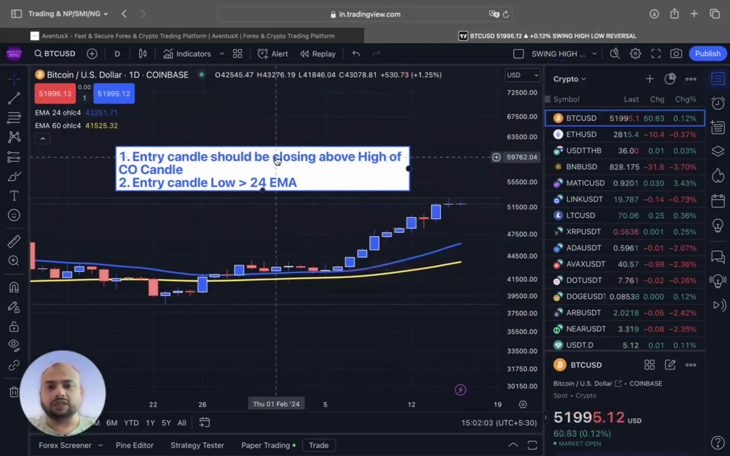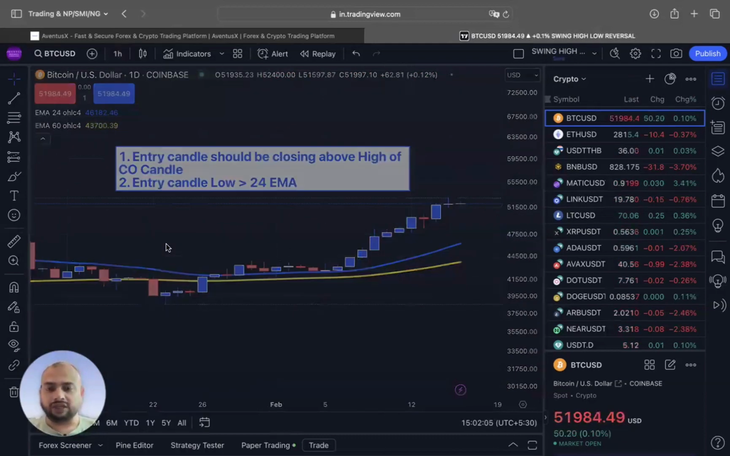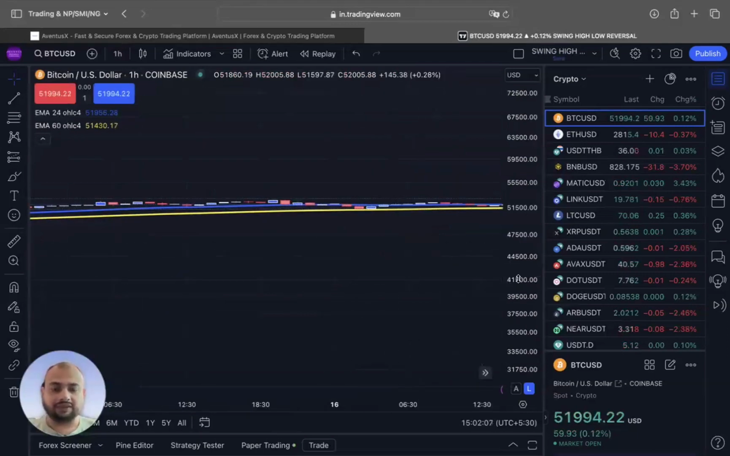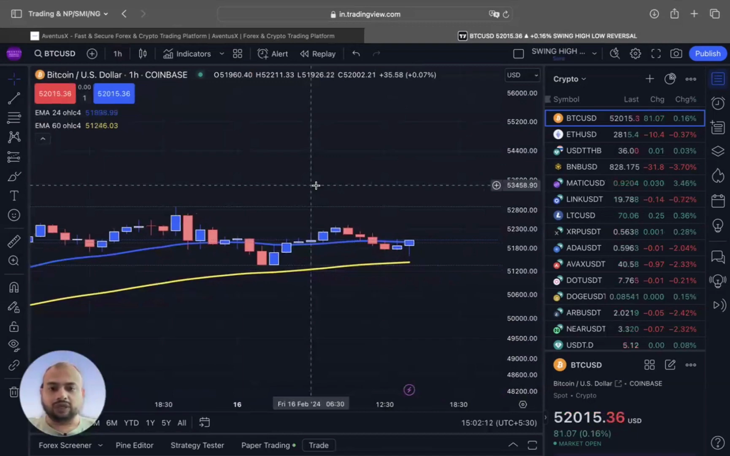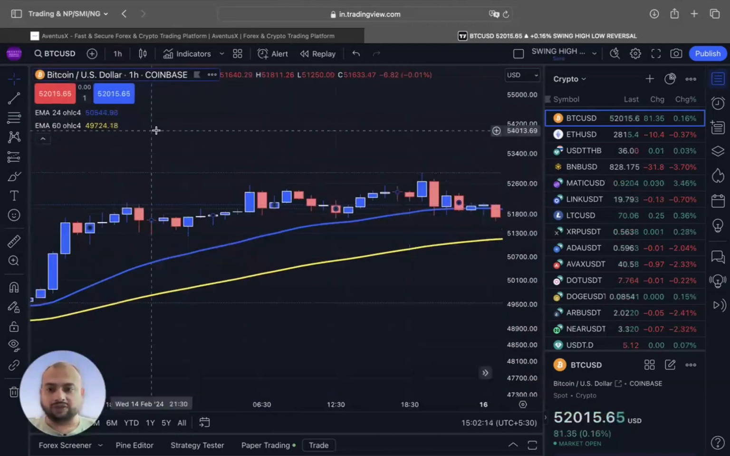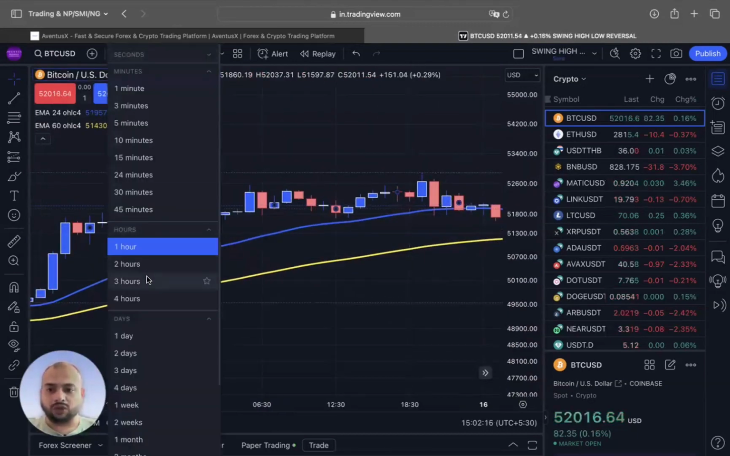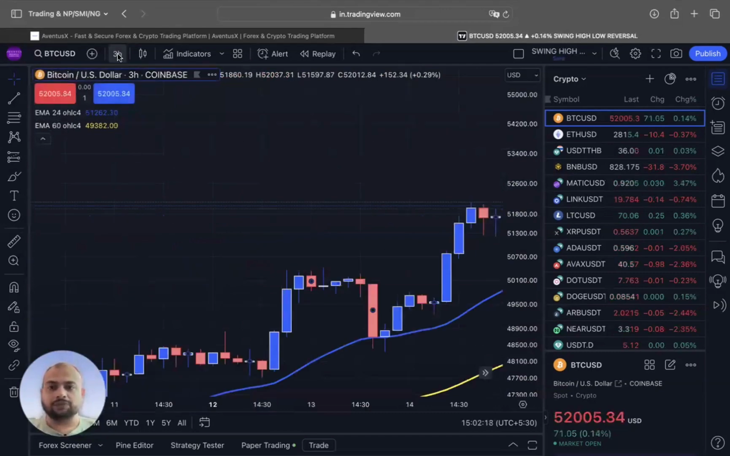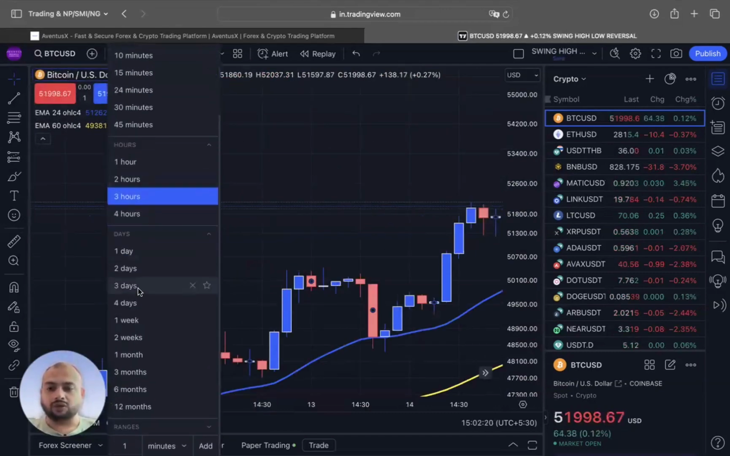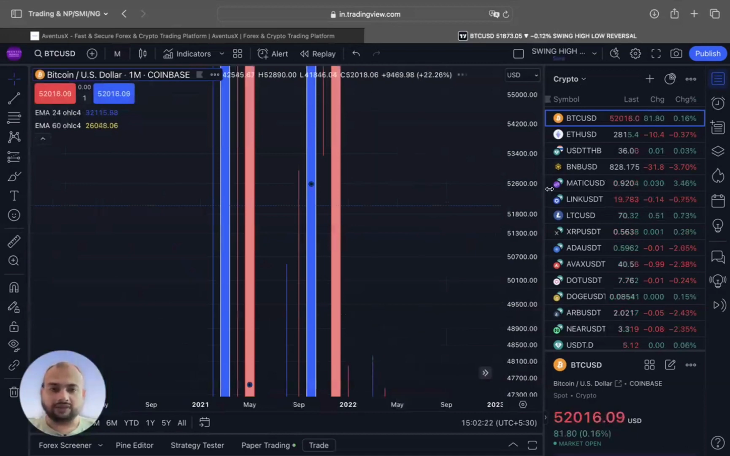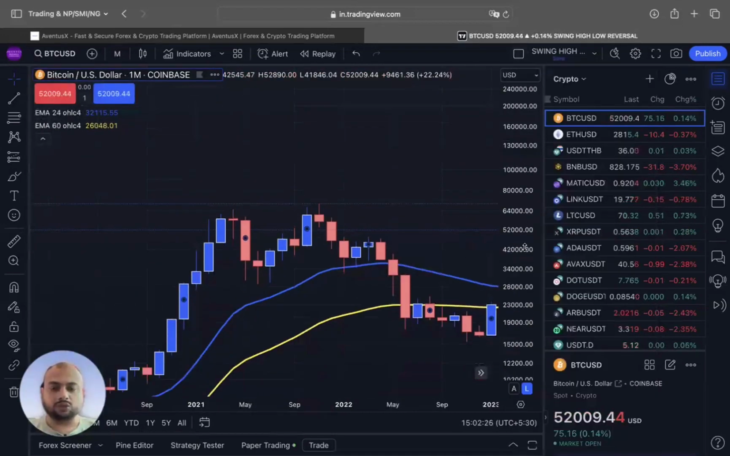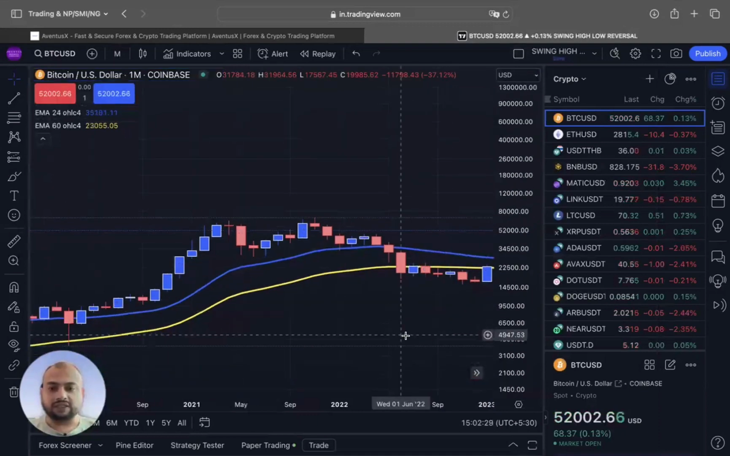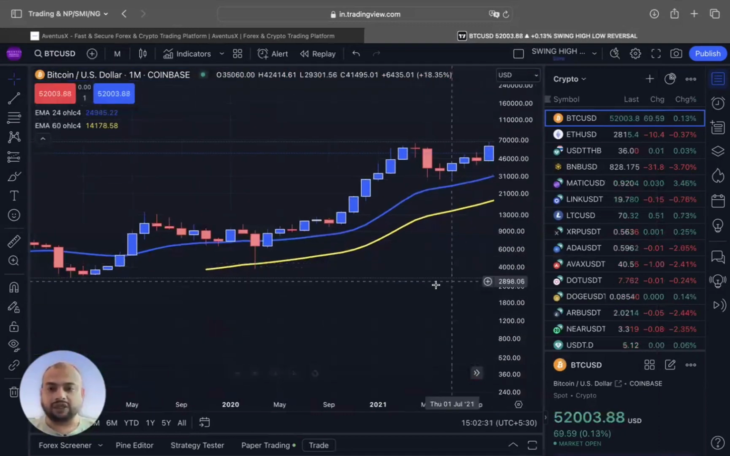Now you can use this strategy for intraday as well. Same basic concept: you can use this strategy on an intraday level using a 1 hour candle or a 2 hour candle or a 3 hour candle, or you can also look at longer time frames where your objective is to stay invested in that particular coin for a long time.